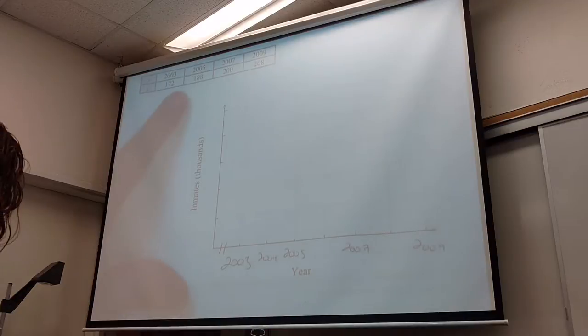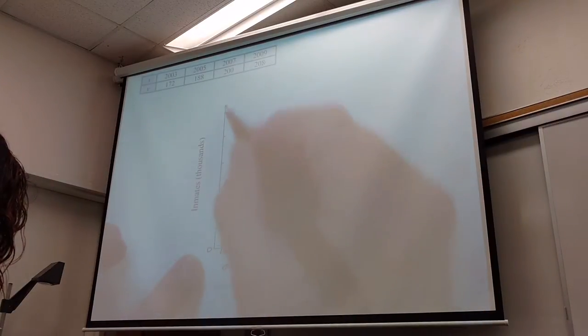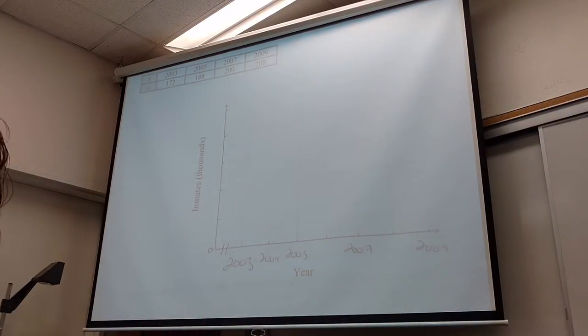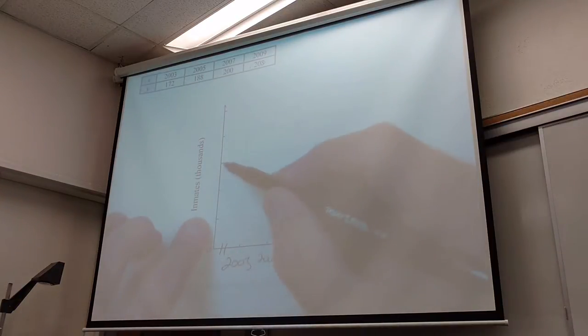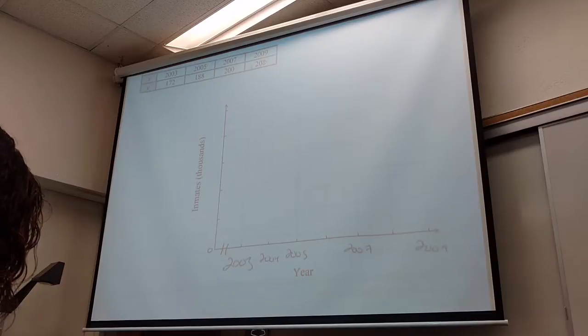What scale do I want to use on the y-axis? Let's say I start at zero. I need to make it up to 208. What scale should I maybe use? Let's see. If we do 50, what happens? 50, 100, 150, 200, 250. So 50 looks like it would work, right?